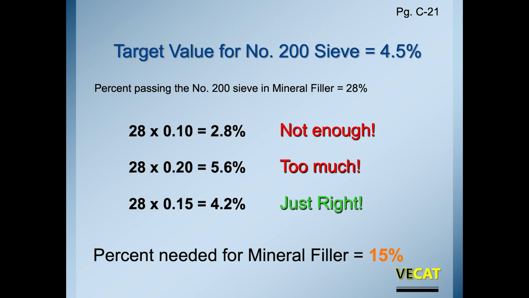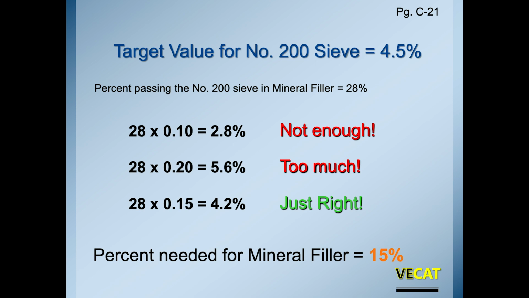So now let's try to see if we can look at another adjustment. So let's adjust it based off that 200 sieve. So if we look at this 200 sieve and our target being 4.5, a minute ago we were able to look at some various blends. If we looked at a 10% mineral filler blend, we'll see that we had 28% again passing the number 200 sieve. We multiply that by 0.1, we get 2.8. Well, obviously we're way short of the 4.5, so that's not going to work.